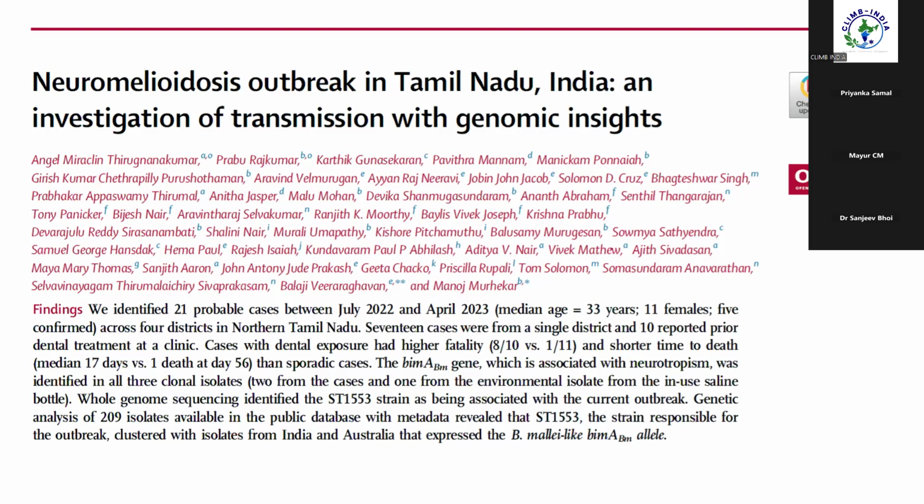So this 2022-23 Tamil Nadu outbreak provides one of the strongest epidemiological examples supporting direct transneural neuroinvasion by Burkholderia, with the prior dental exposure and contaminated saline. They emphasized that in the dental clinic the saline was being opened with an unsterile periosteal elevator, and it was being washed in tap water. So they identified that as a potential source of infection and cause of the outbreak.